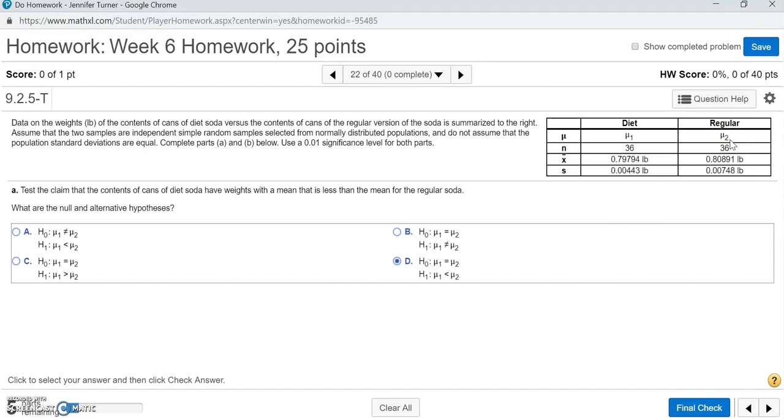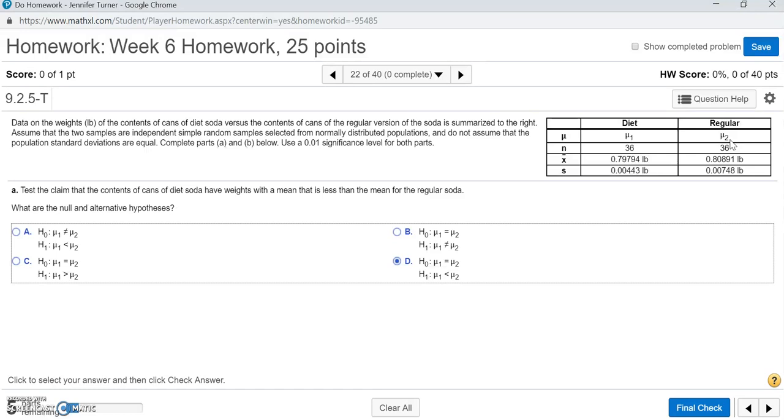The question says, assume the two samples are independent simple random samples selected from a normally distributed population and do not assume that the population standard deviations are equal. Complete parts A and B below. Use a 0.01 significance level for both. Okay, so the first part just wants us to identify the claim.